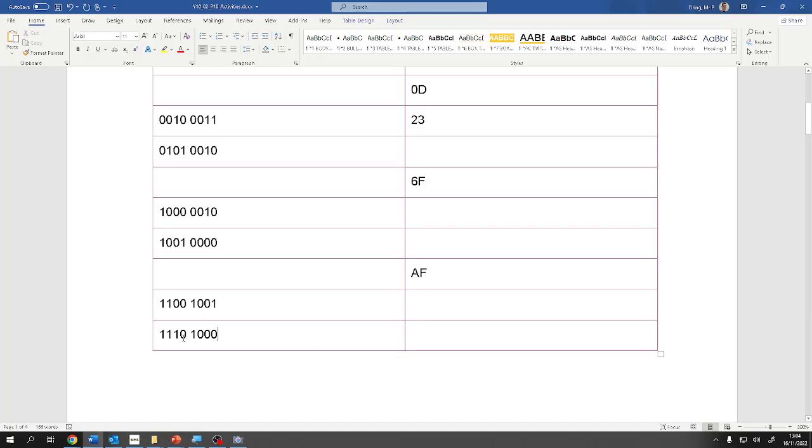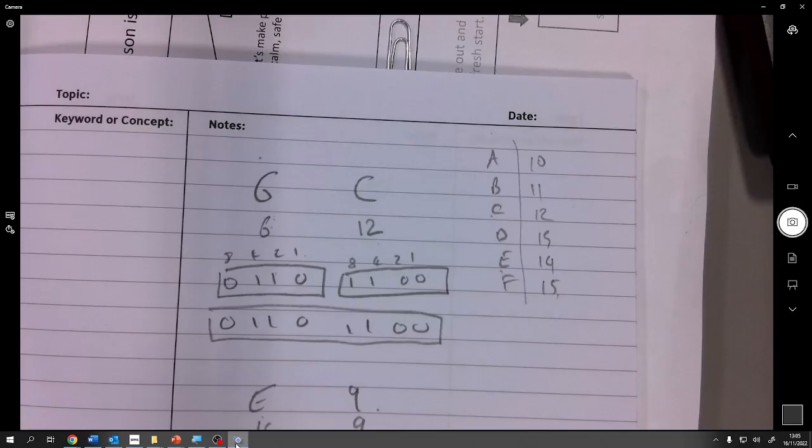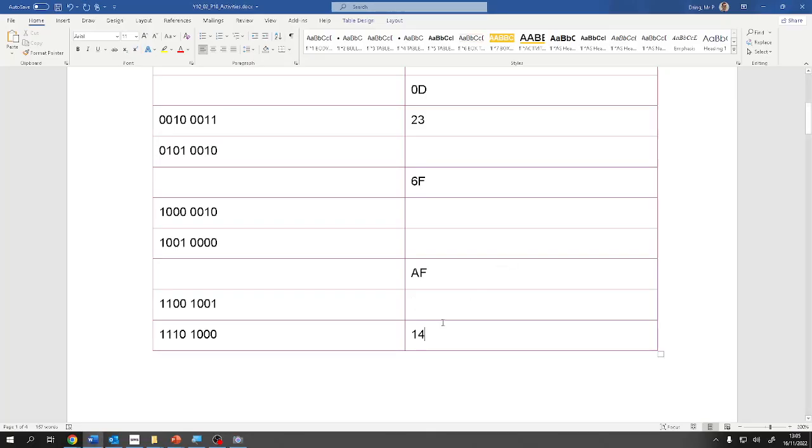I'll do the last one as an example. This one down here is a 2, a 4, and an 8. So that is going to be 8 plus 4 is 12. Add another 2 is 14. I can't write 14, I need to know what that is. So I should remember this here, write it down. E is 14, there we go. So 14 is E. Then I've got this.